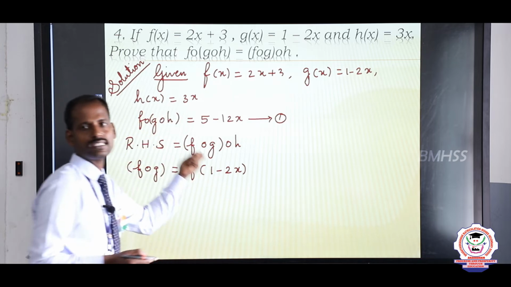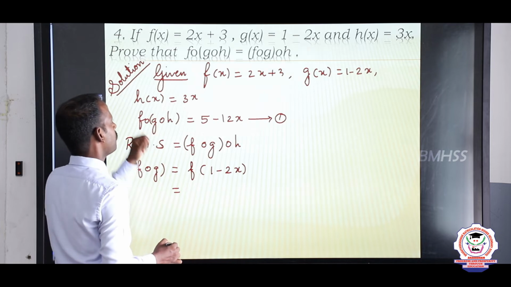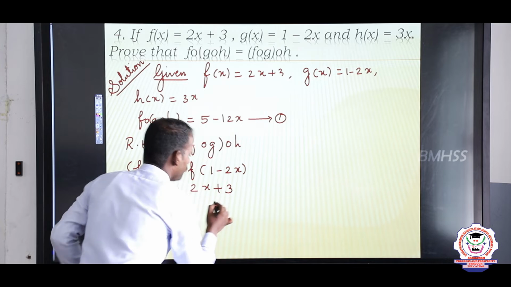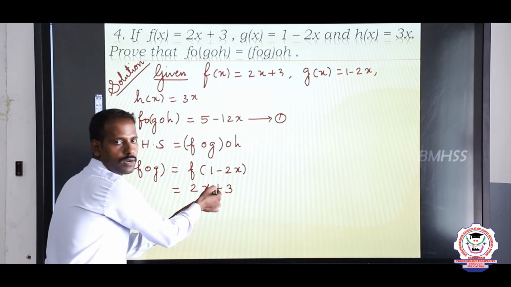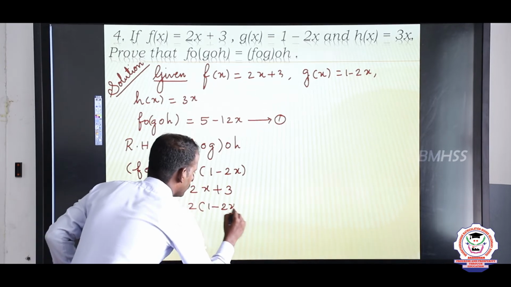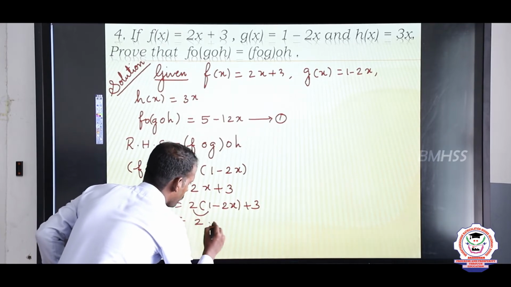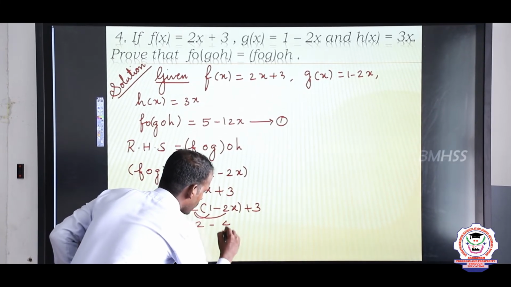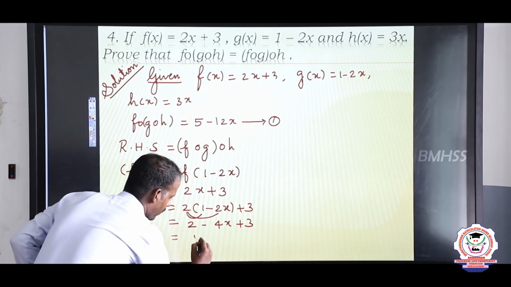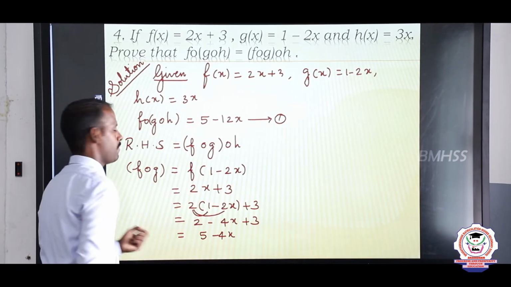Then 1 minus 2x substitute in the f of x. Here this is f of x. What is f of x? 2x plus 3. Here x remove, then you have to substitute 1 minus 2x. So 2 into 1 minus 2x, then plus 3. So 2 ones are 2 minus 2 twos are 4x, then plus 3. Here 2 plus 3, 5 minus 4x. This is f∘g.